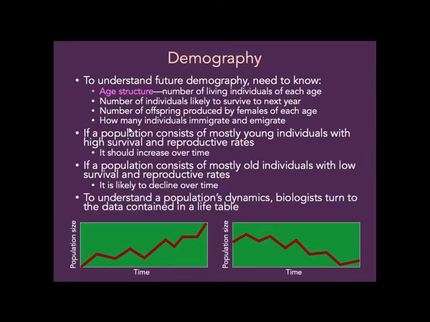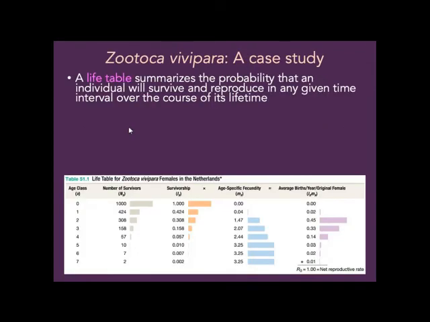So to be able to get information like this to predict a population's demography in the future, we will use something called a life table. A life table summarizes the probability that an individual will survive and reproduce in any given time interval over the course of its lifetime.